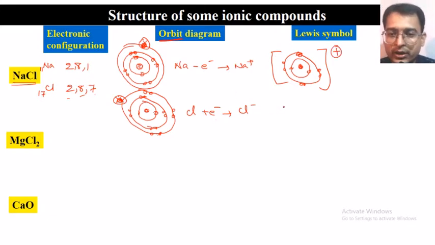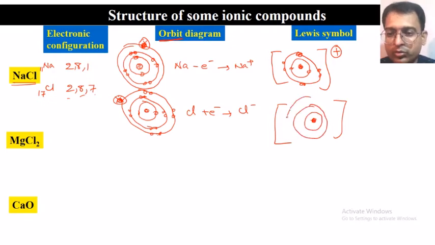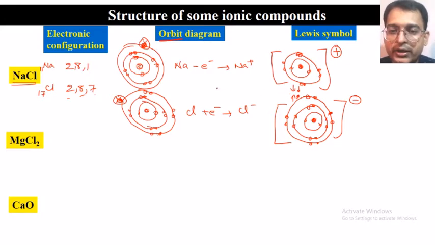Similarly in the case of the chloride ion, nucleus, 1, 2, 3, three shells. Here is 2, here is 8, and outside the chloride ion has now got 8 electrons, so it has reached the octet configuration. So the positive and negative charges of both of them will attract each other. This attraction is known as electrostatic attraction.